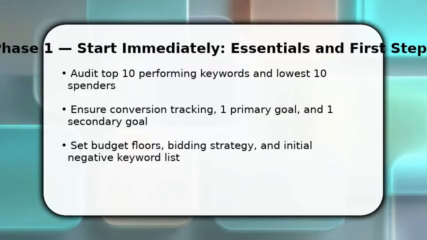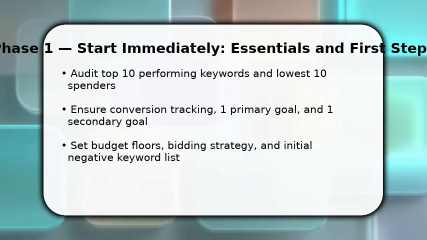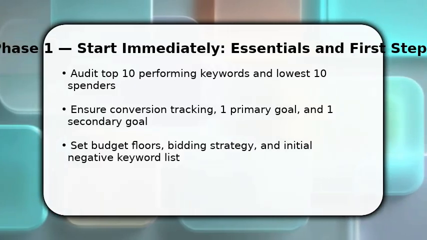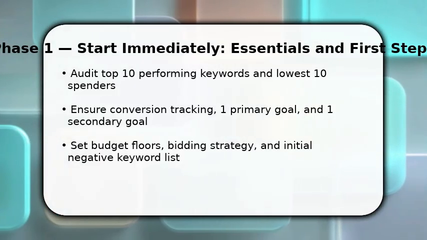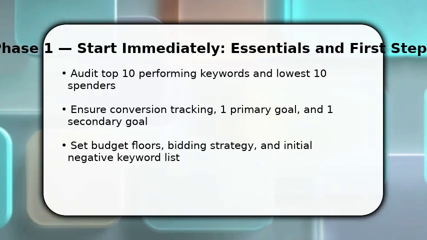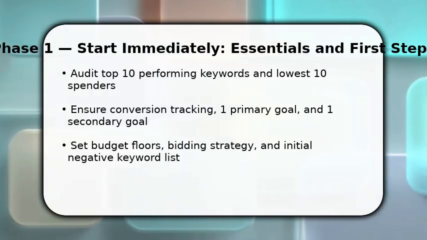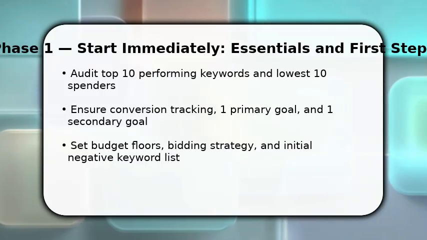You start by prioritizing. Focus on the highest intent keywords and campaigns that already convert. Once done, verify conversion tracking is flawless. Make sure your primary goal is set so bidding learns correctly.